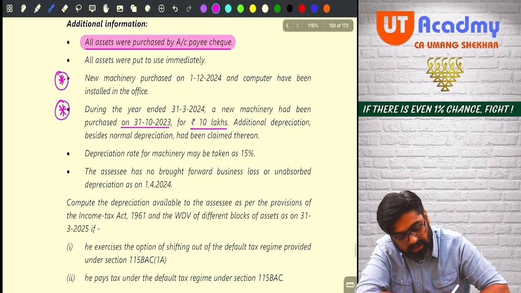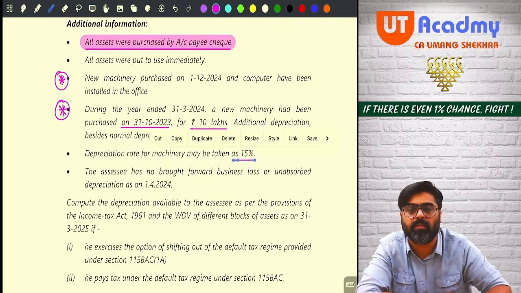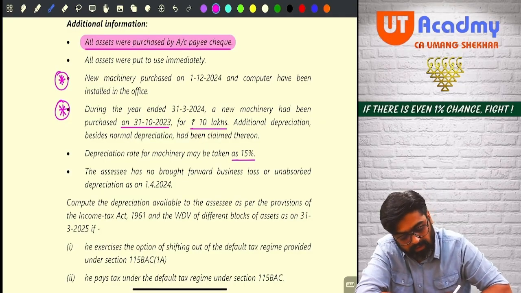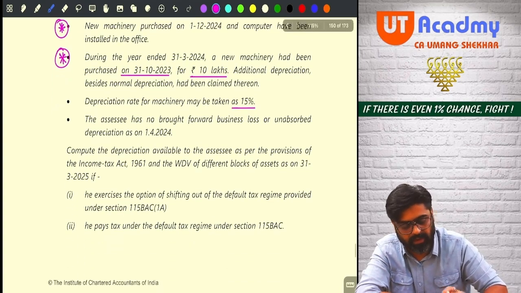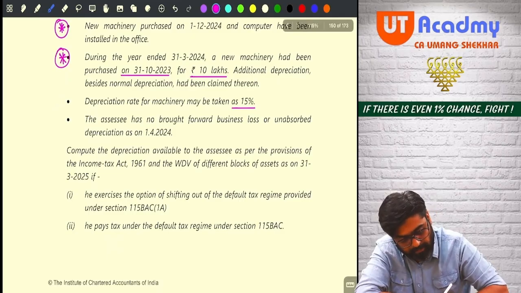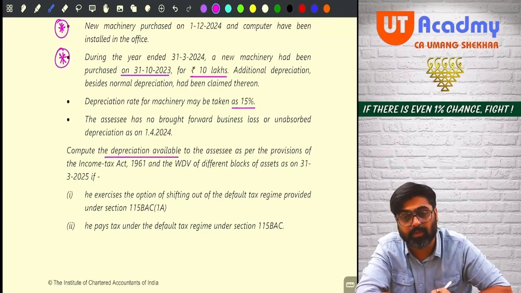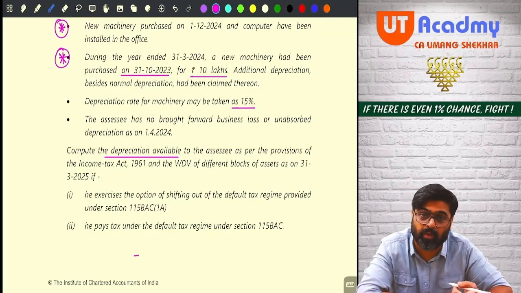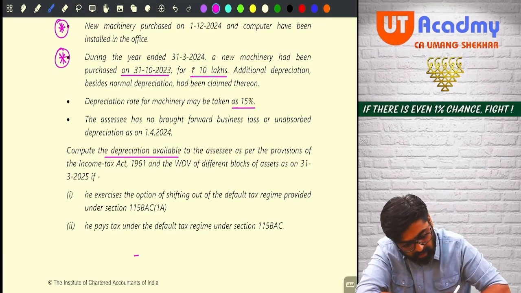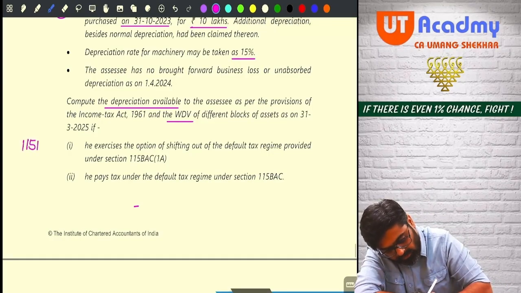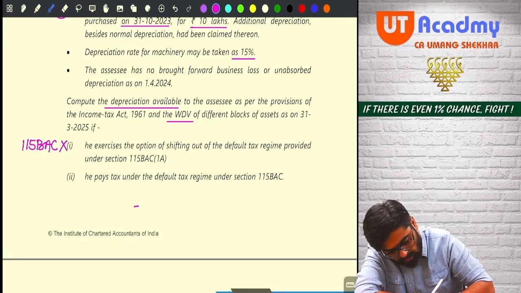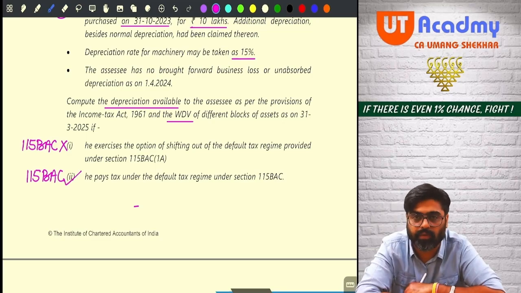Next one, depreciation rate for machinery may be taken at 15%. This is the normal rate of depreciation which they have given. Assessee has no brought forward business loss or unabsorbed depreciation. This information is not relevant for us right now. Compute the depreciation available to the assessee as per the provisions of the Income Tax Act and the WDV of the different blocks. See, now they are telling you to calculate the WDV also. If he exercises the option of shifting out, meaning 115BAC not followed, and if he does not opt out, means 115BAC followed.